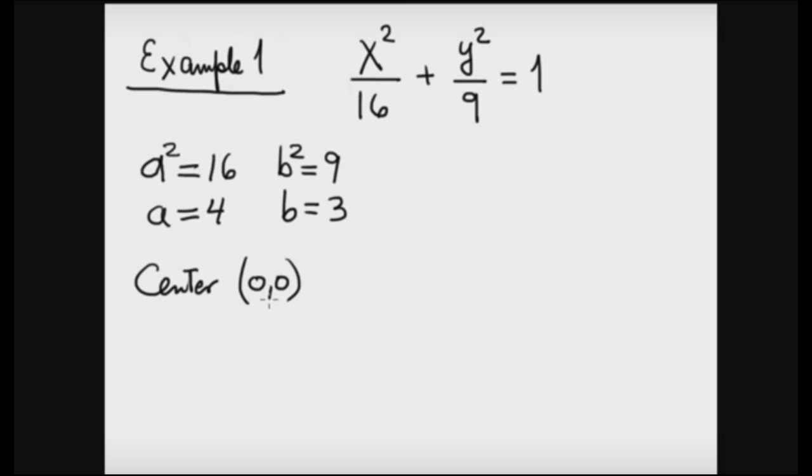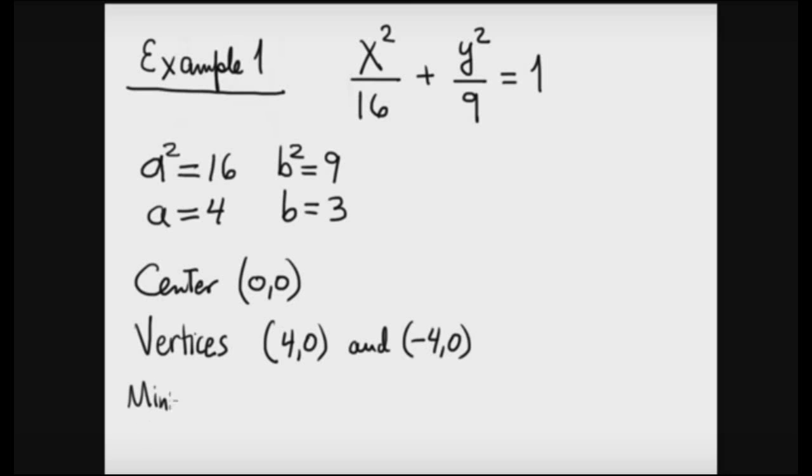And the vertex is located on the major axis. The major axis lies on the x-axis because 16 is bigger than 9. So say 4 in both directions: 4 in the positive direction and negative 4 in the negative direction. This is the vertex. The minor axis lies then on the y-axis.